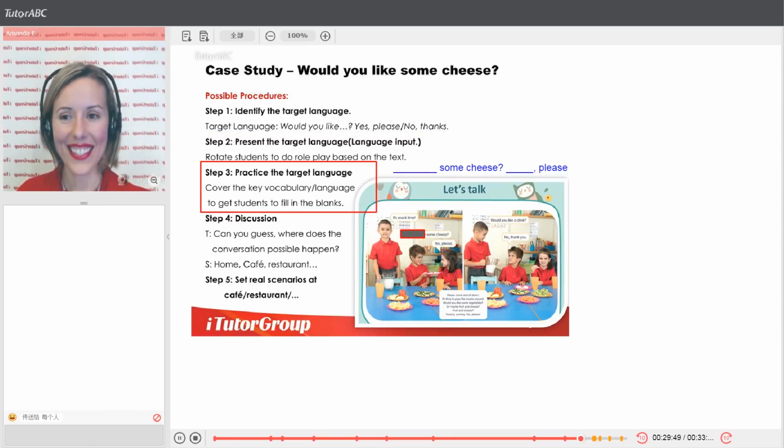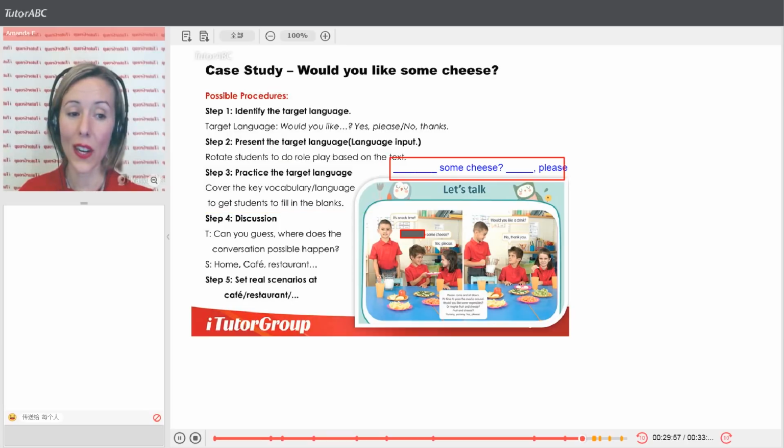Then you practice. You see if they remember, or at least get them to try it out themselves. And you can do this by taking out some of the words and seeing if they remember. You can also do a little bit of a role play where maybe you say, "Would you like some cheese?" and see if they can respond back.